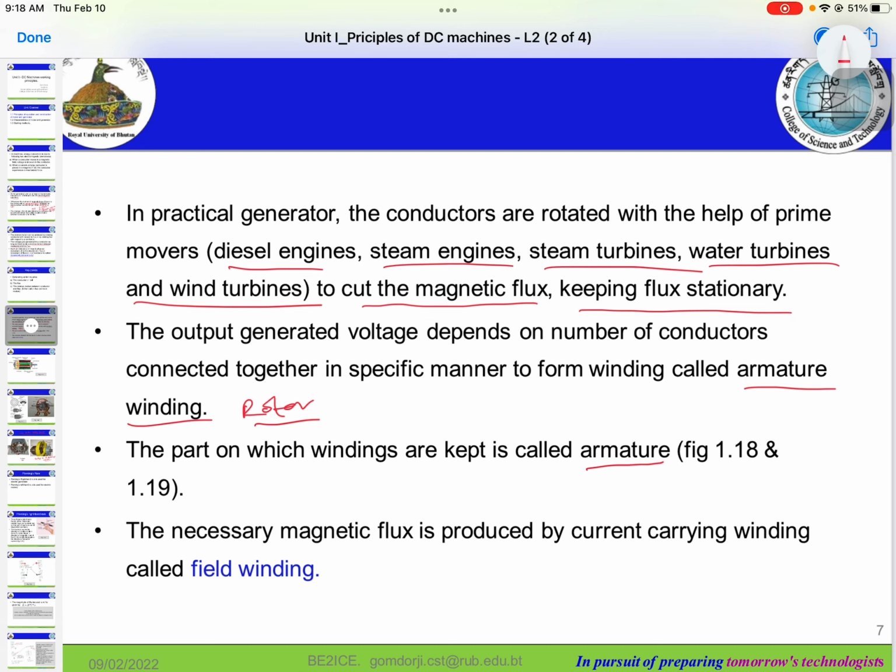As per the theory, we have to use magnets to produce the magnetic flux, but in practical applications, in order to produce a good strength of magnetic flux, we use the field winding, which we also call the excitation. This excitation is the source from the outside. So the necessary magnetic flux is produced by the current carrying winding called the field winding.